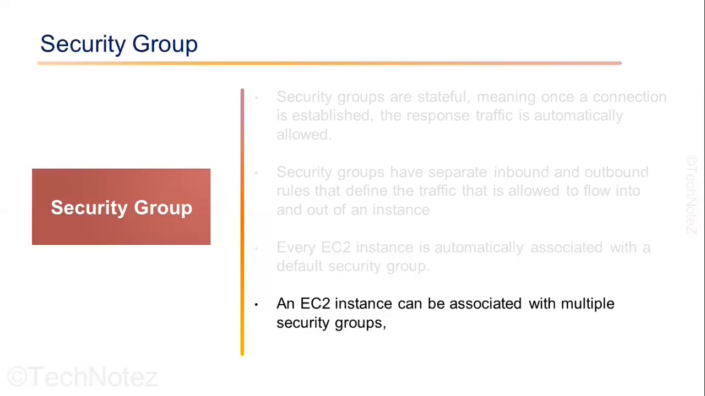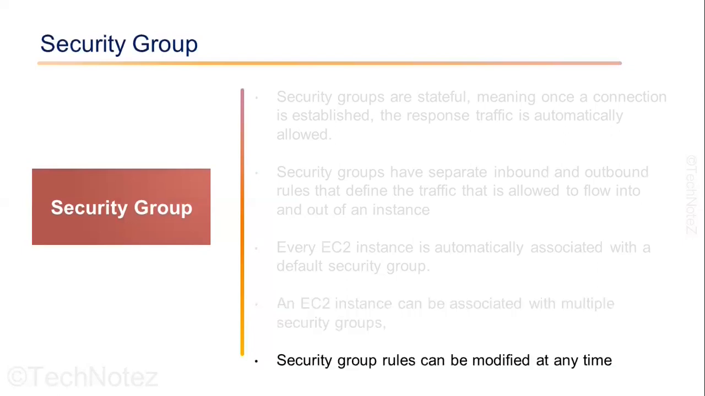An EC2 instance can be associated with multiple security groups, allowing you to apply multiple sets of rules to the same instance. Security group rules can be modified at any time, allowing you to change the level of access to your instances as needed. AWS also provides tools and services for auditing and logging the security group activity, such as Amazon CloudWatch Logs and CloudTrail.